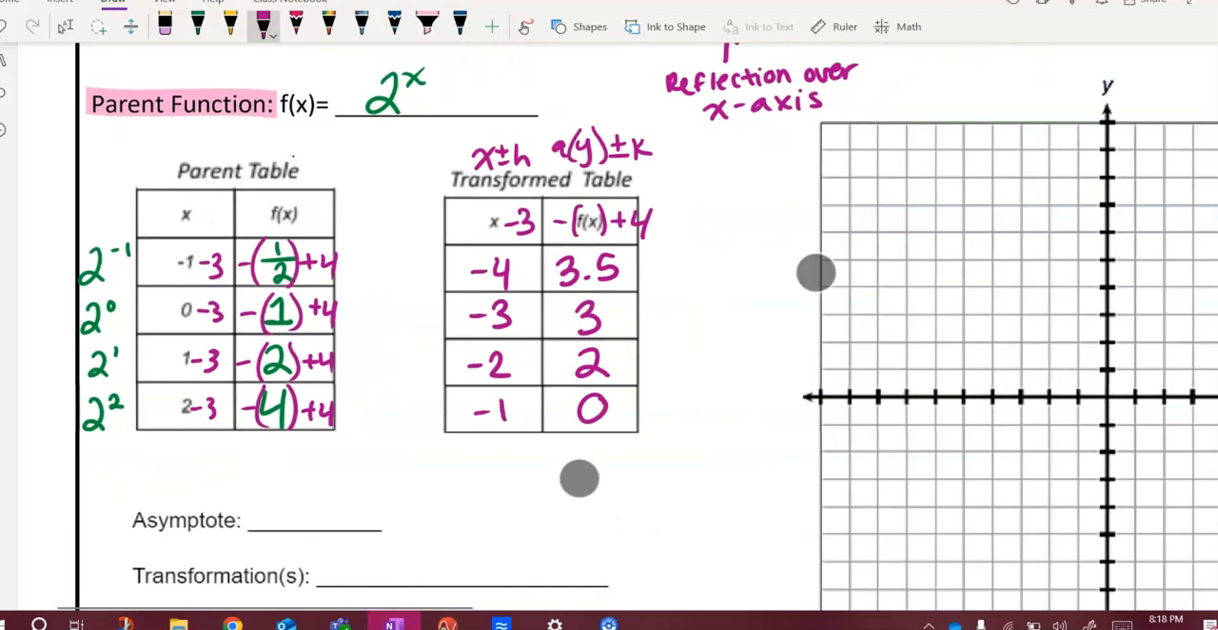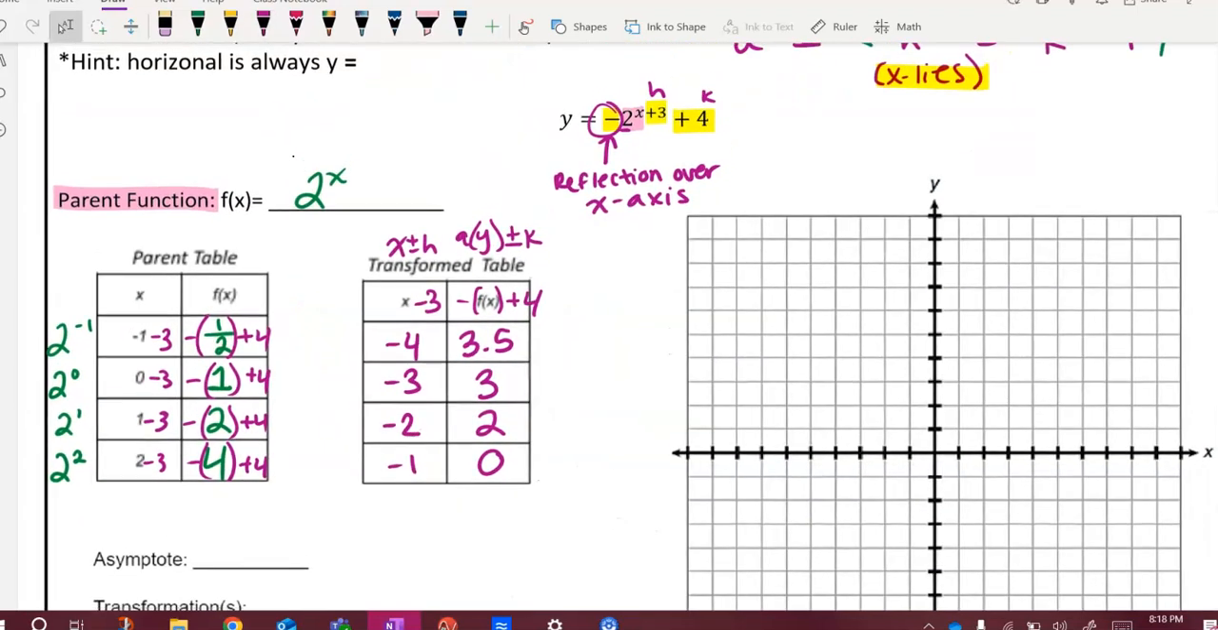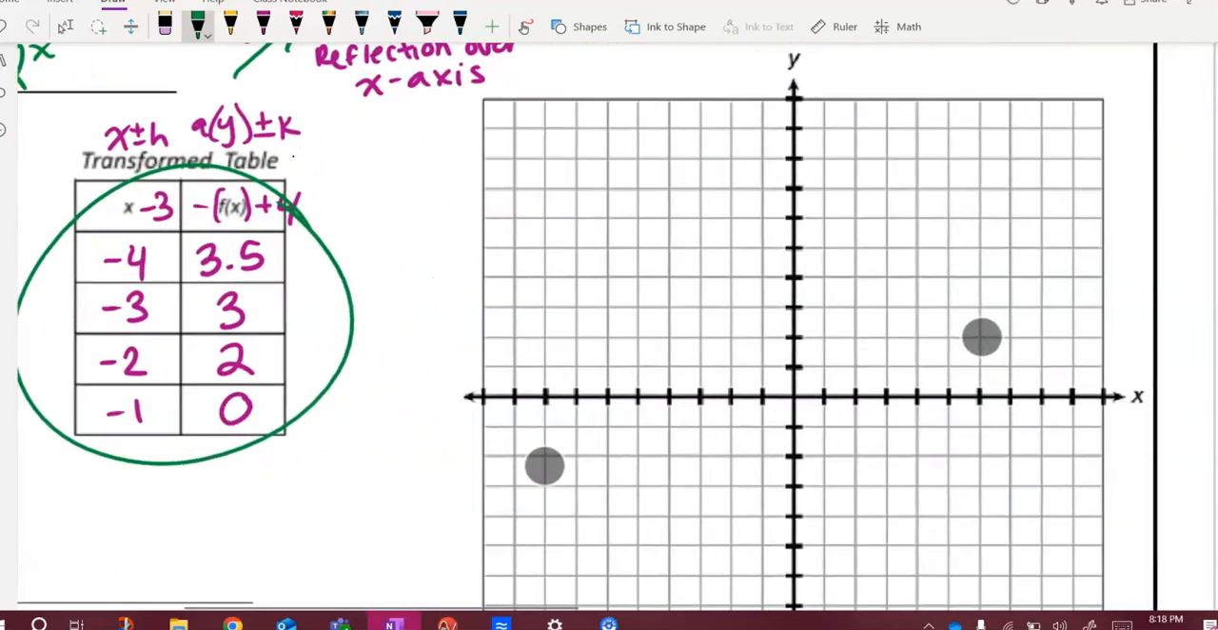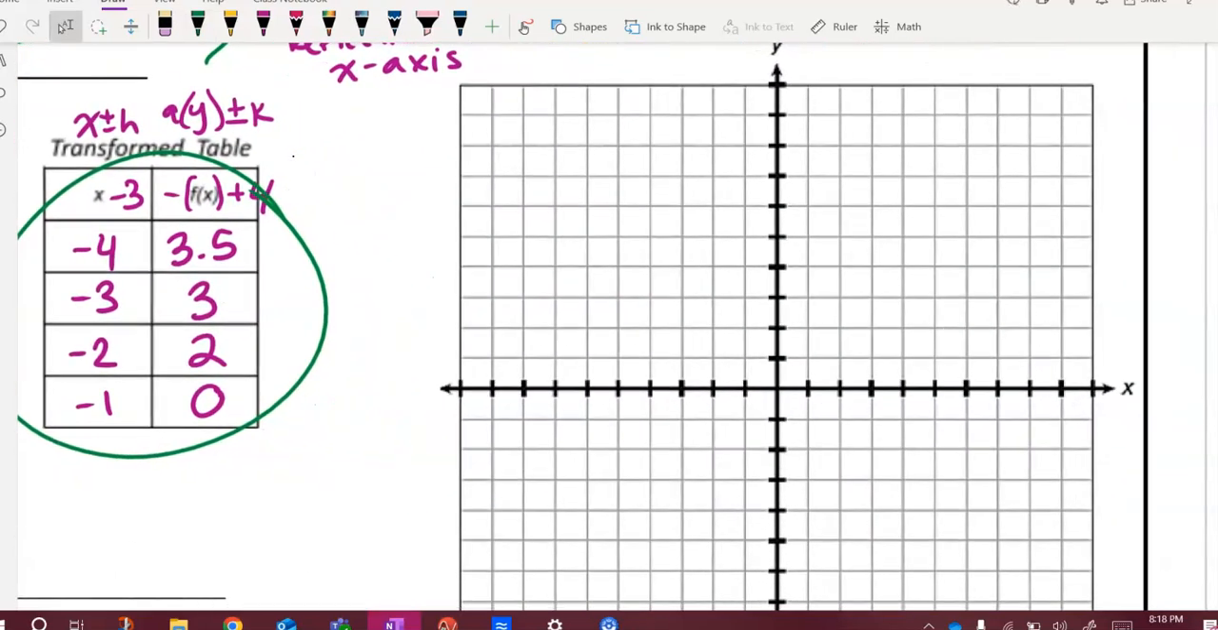Now we have our new points, or let's explain it this way. This table are the points of this graph right here. So we're going to graph our new graph. We have negative 4, 3.5. Negative 3, 3. Negative 2, 2. Negative 1, 0. So our graph is like this.